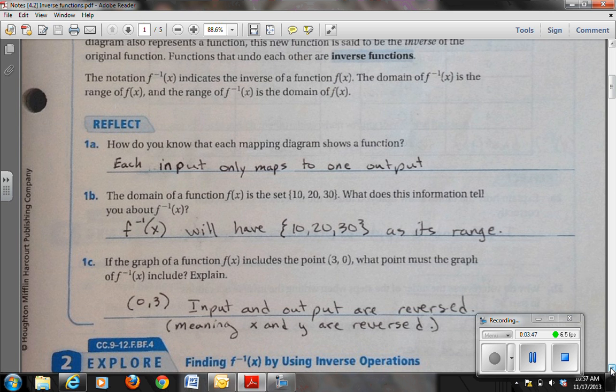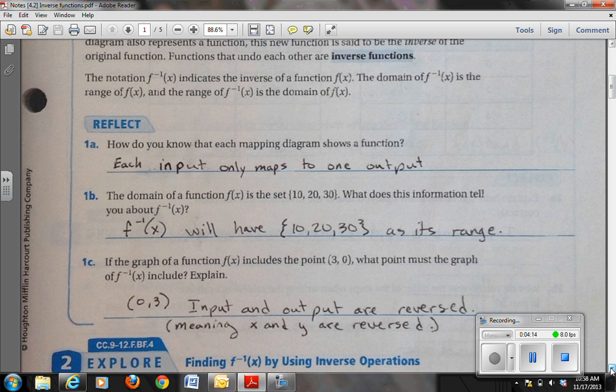Okay, part B, the domain of the function f of x, if the domain is 10, 20, and 30, what does this information tell you about f inverse of x? Well, the domain of f turns into the range of f inverse. So the input for one is the output for the other. Again, the input for the original function is the output for the inverse function. Okay, so domain and range are switched.